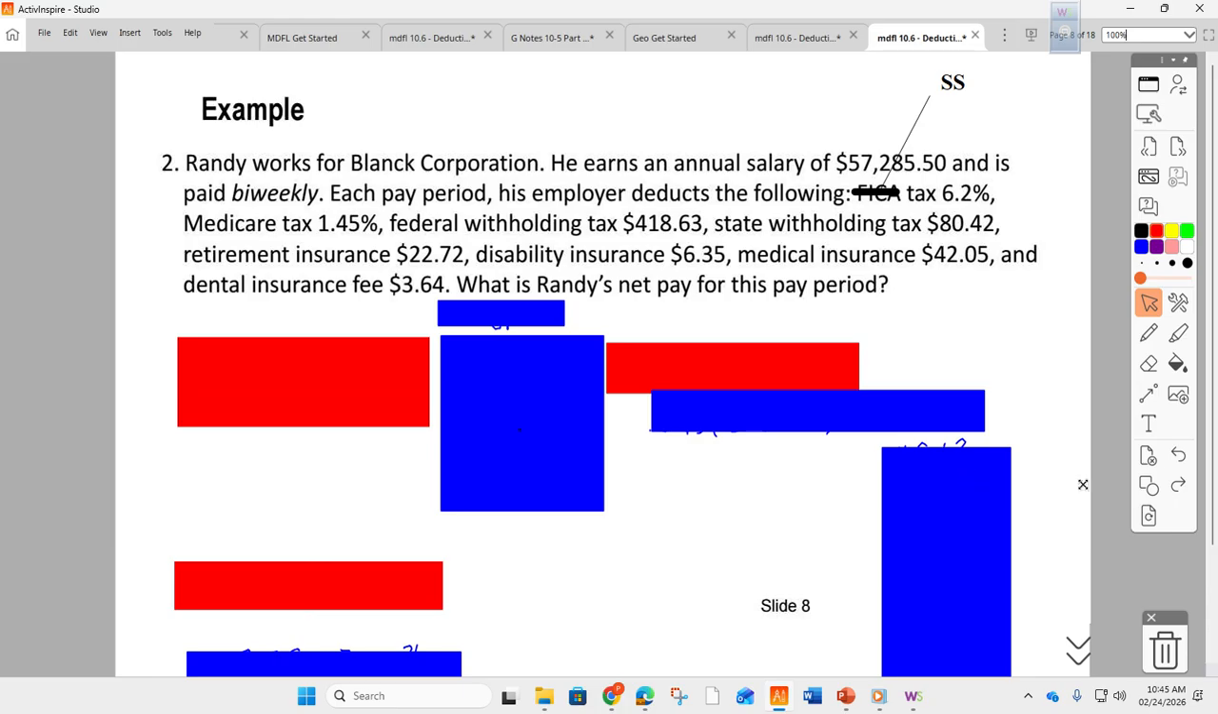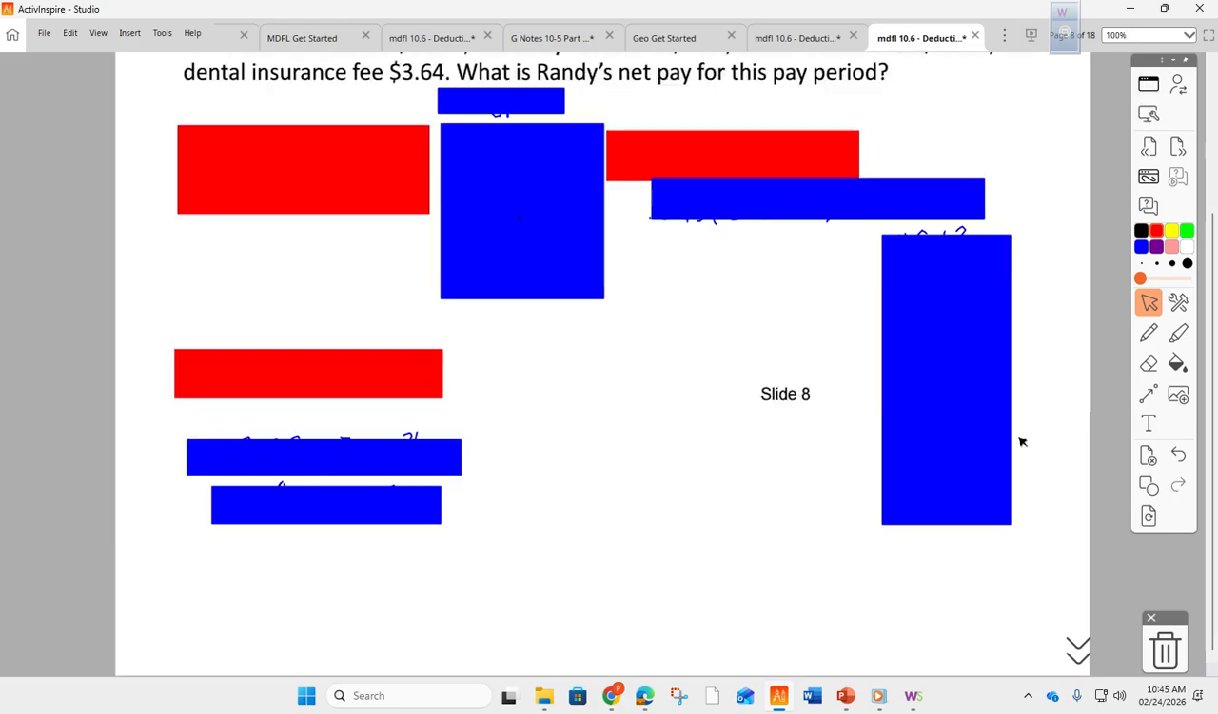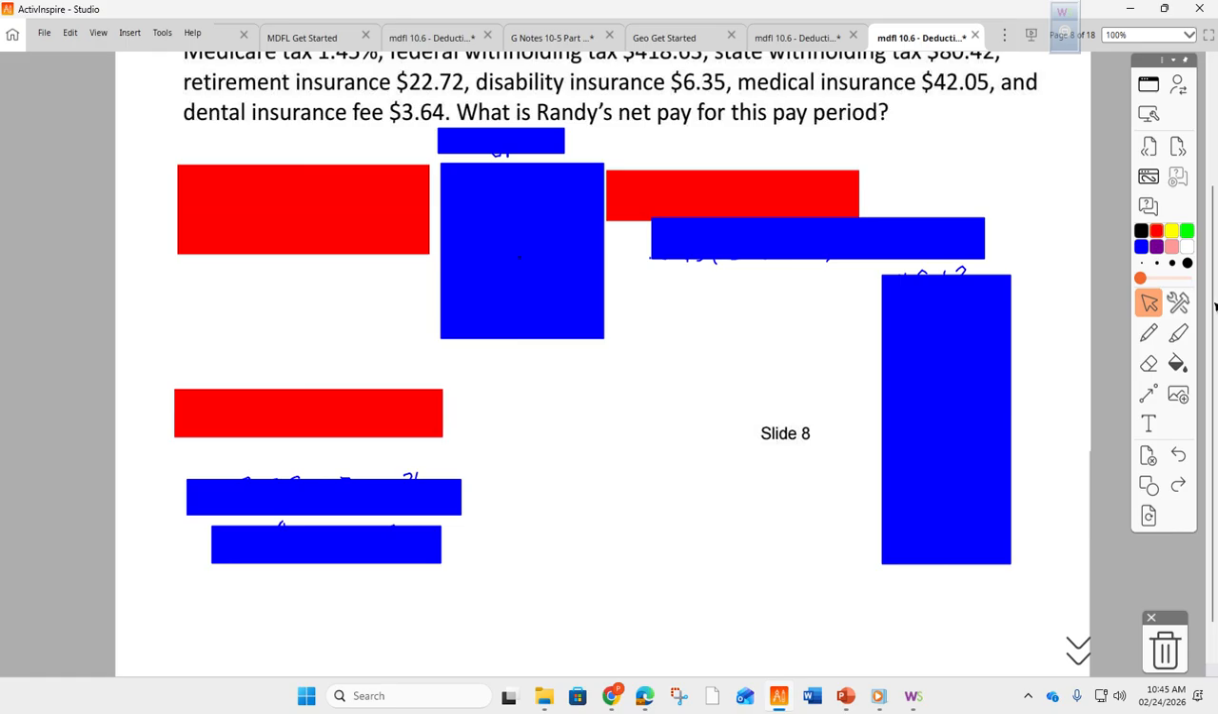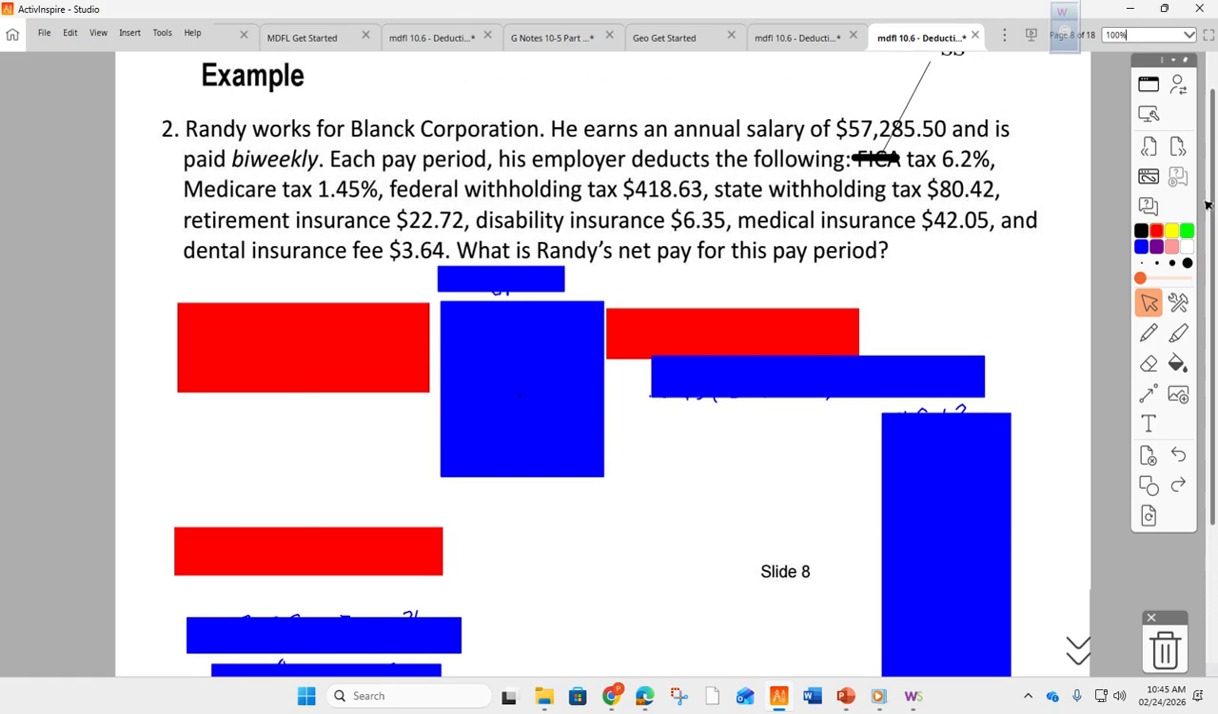Randy works for Blake Corporation. So we're basically doing the same thing again for Randy. Except they give us his annual salary of $57,285.50, and they tell us he's paid biweekly, but then they give us deductions for each pay period. Okay? So each pay period, they take out 6.2% and 1.5% of his gross income, $418, blah, blah, blah.